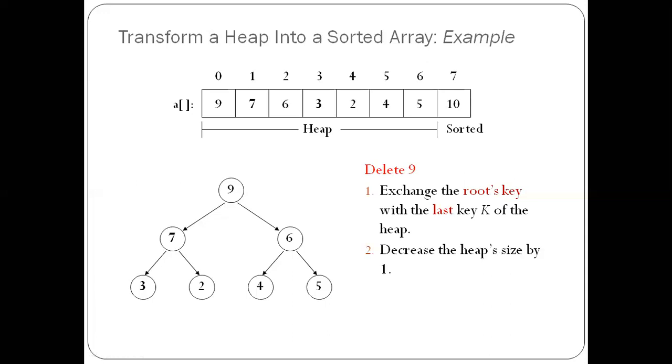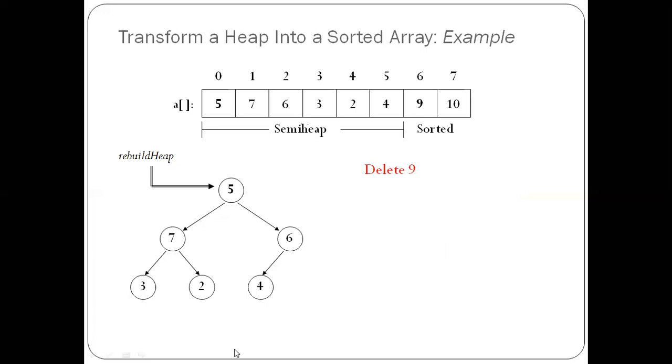So 9 will be deleted, and then you should apply the heapify based on the root. So this will be the element I am having. So the values I have interchanged, I have reduced the size. Now the elements 9 and 10, both I have deleted, and the remaining semi heap will be from 0 to 5, and this is the heap I am having, and I am calling the heapify procedure.